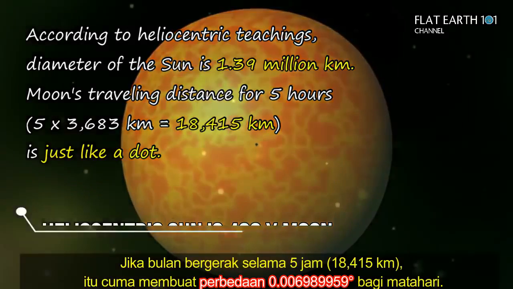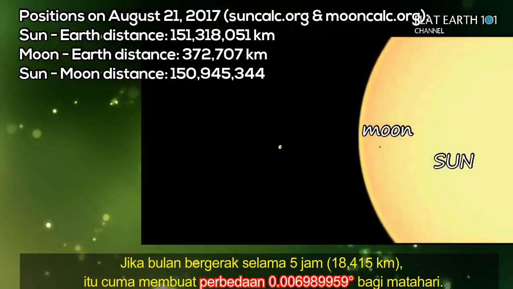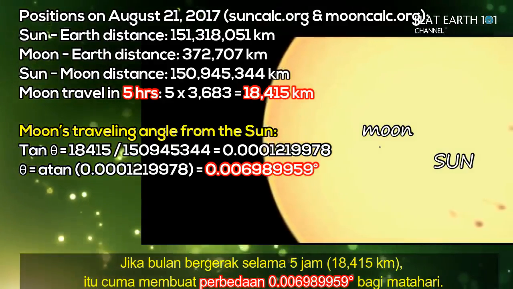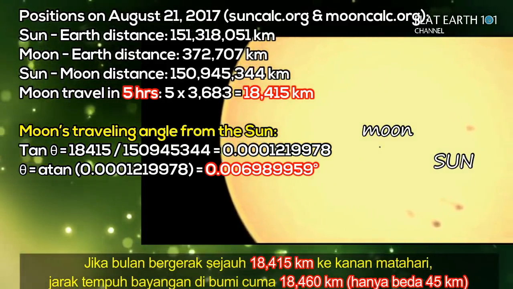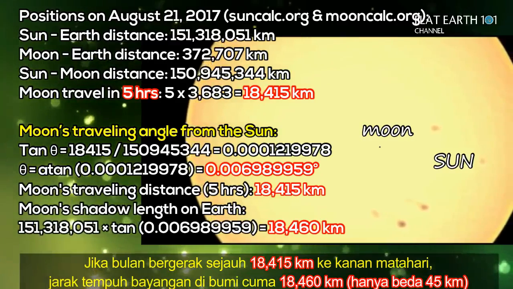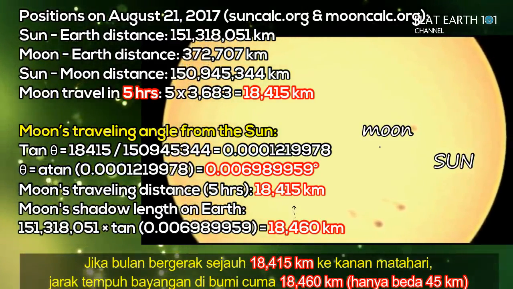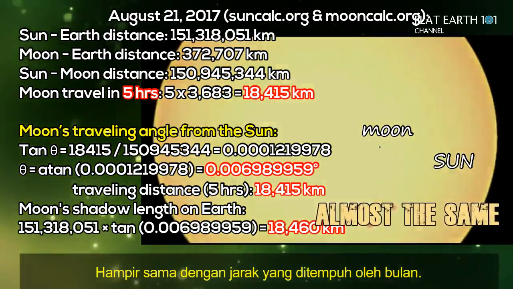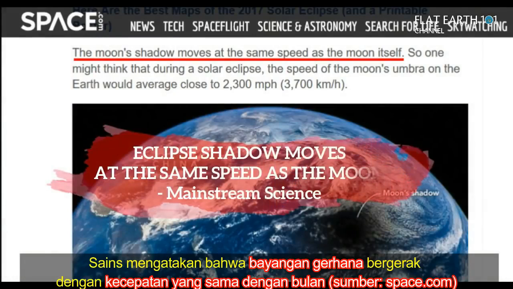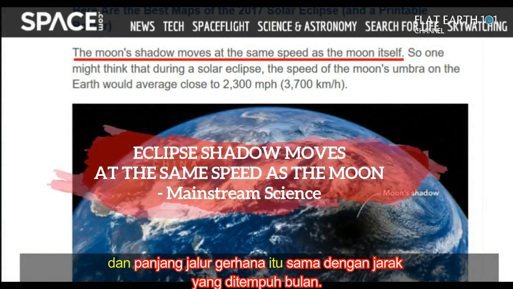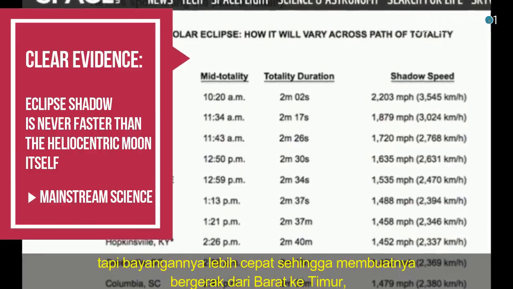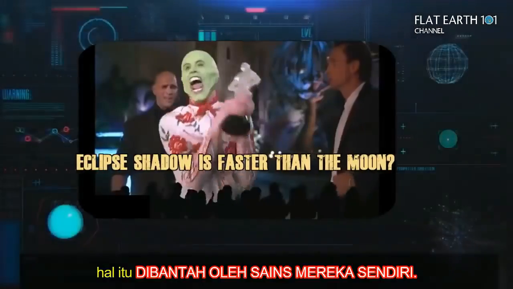If the Moon moves in 5 hours 18,415 kilometers, it only makes 0.006989959 degree difference. If the Moon moves 18,415 kilometers to the right side of the Sun, the shadow's distance on Earth is 18,460 kilometers, almost the same as the distance traveled by the Moon. Science says eclipse shadow moves at the same speed as the Moon, and the eclipse shadow path is the same length as the distance traveled by the Moon. So, if someone says the Moon is slower than the Earth but the shadow moves faster to make the shadow go from west to east, it's debunked by their own science.